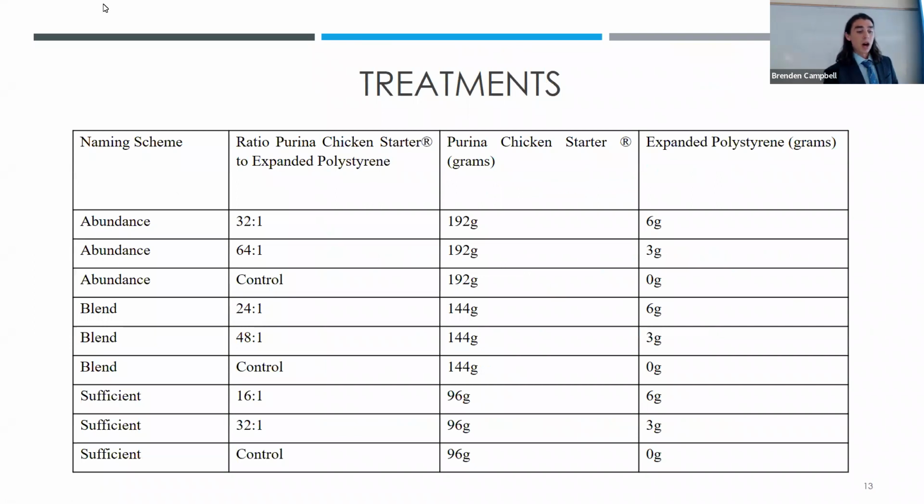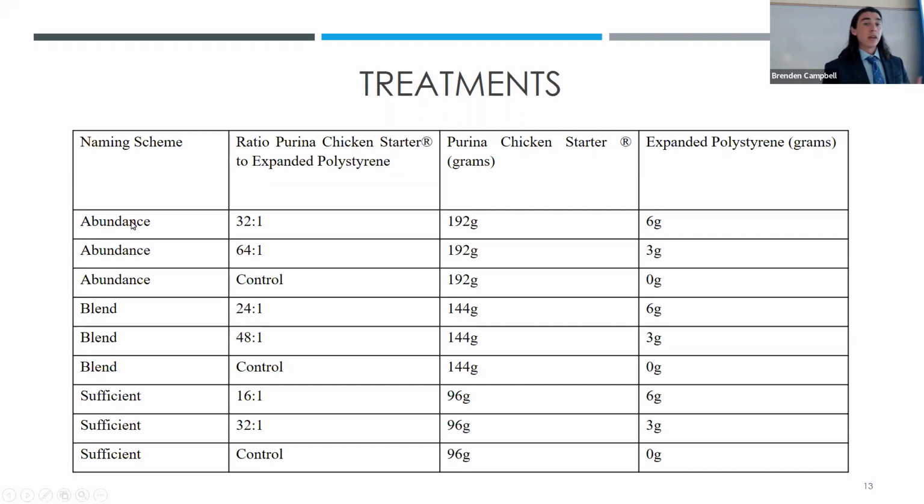This is a look at how the objectives were met through each treatment. This was done by utilizing 9 different treatments, and this was consistent for each of the 3 generations. Each treatment was given a set amount of chicken feed and styrofoam and placed within tiered bins. I'll have an image of that in a later slide here.